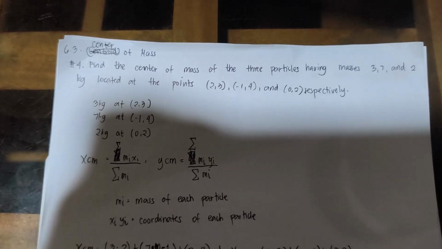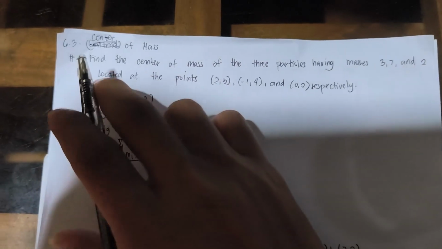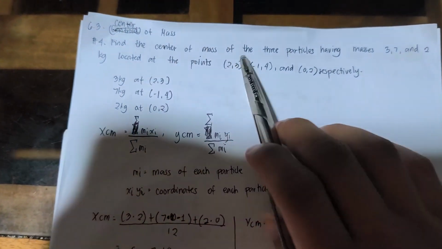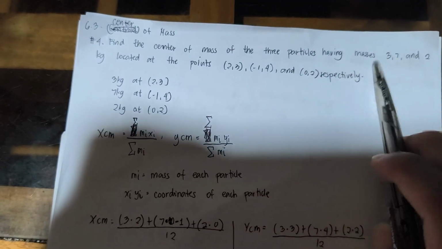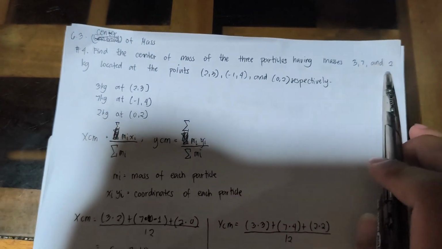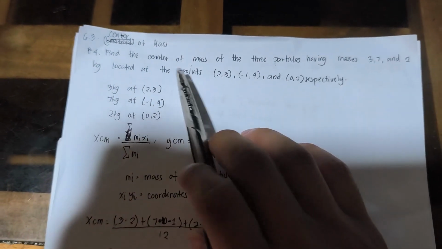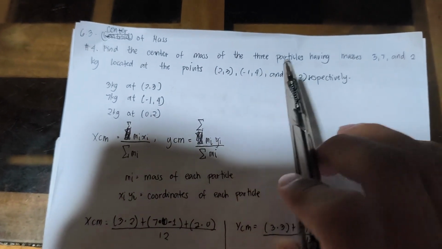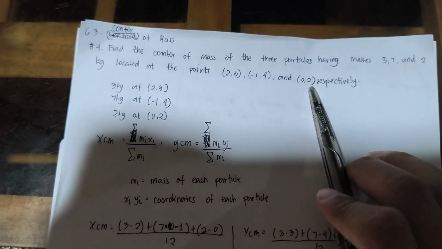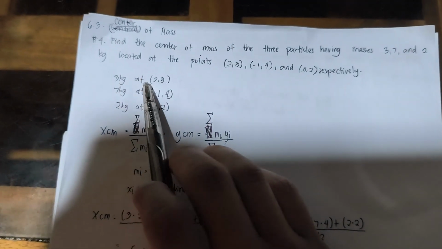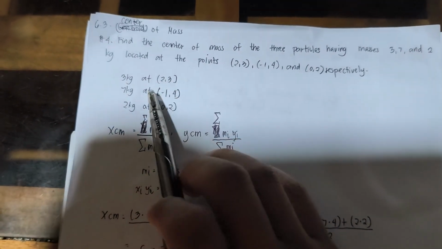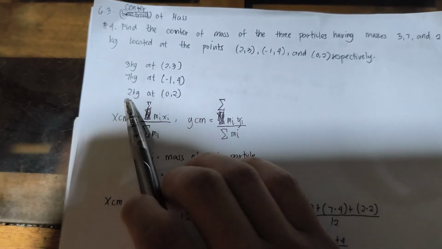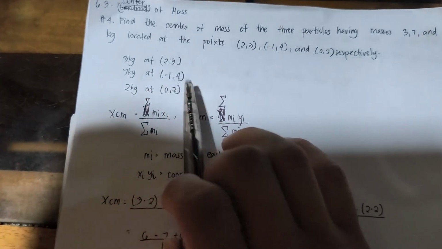Next we have problem number 4, 6.3, center of mass number 4. Find the center of mass of the 3 particles having masses 3, 7, and 2 kg located at the points (2, 3), (-1, 4), and (0, 2) respectively. So we have 3 kg at (2, 3), then we have 7 kg at (-1, 4), and we have 2 kg at (0, 2).